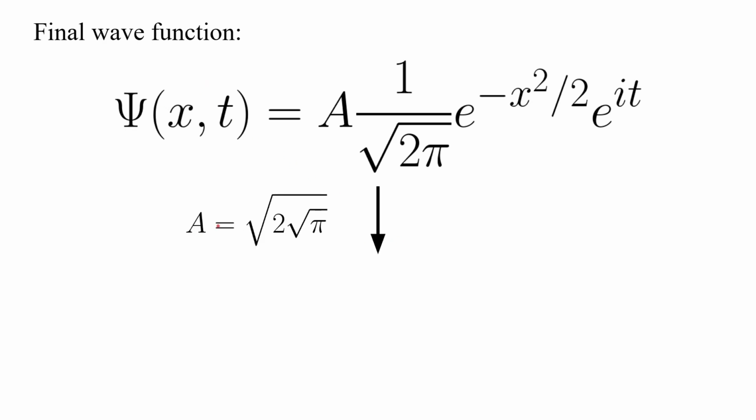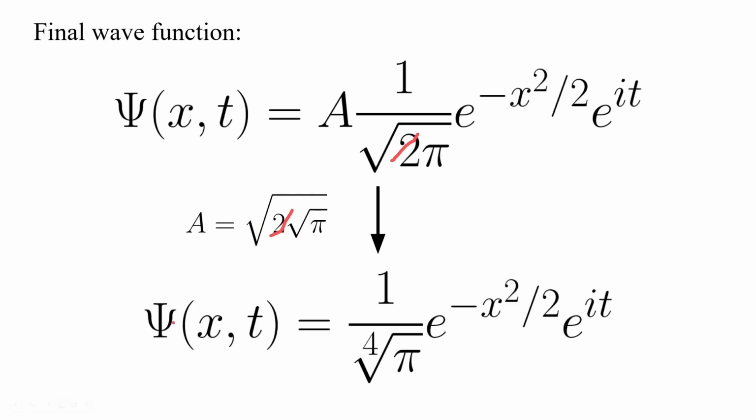So if you plug in this, what happens is the 2's are going to cancel out, and the rad pi cancels with the rad pi on the bottom, and you're going to get psi of x of t equals 1 over the fourth root of pi times e to the negative x squared over 2 times e to the it. And that's going to be your final wave function.